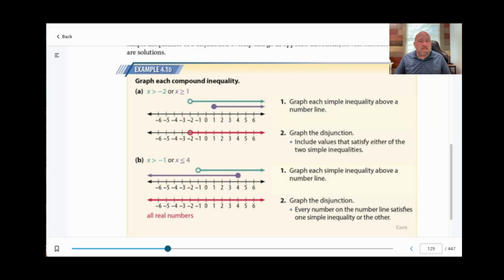You don't use these as much as you do the and, but I just wanted to show you that. The book may throw some of those at you in your homework. So that's all I've got for you. Hopefully you learned something there. If you missed anything, make sure to slide it back and watch it again.